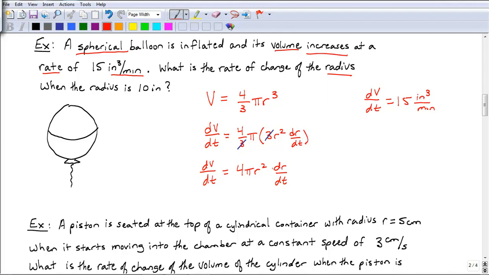And now I can plug in my notes. Now notice, I know the change in volume with respect to time, and the units told me that. So instead of dV, I can write 15, because inches cubed per minute are volume units. 4 pi. My r is the radius, and at the moment that I'm looking, it says the radius is 10 inches. So I put in 10 for r. The change in r with respect to time, that's what I'm trying to find. That's the variable in this equation, dr dt. What is the rate of change of the radius?